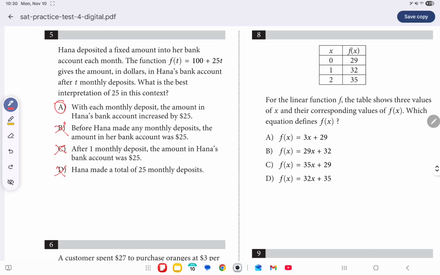Answer B can't be it because we said that when t was 0, the function value was 100. C can't be it because we said when t was 1, the value of the function was 125. And D is explaining the meaning of the letter t, but that is not what we're looking for here. So the correct answer is A.